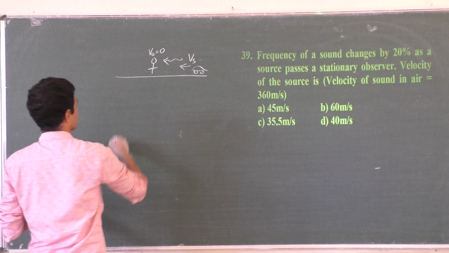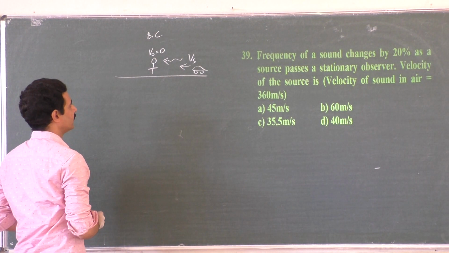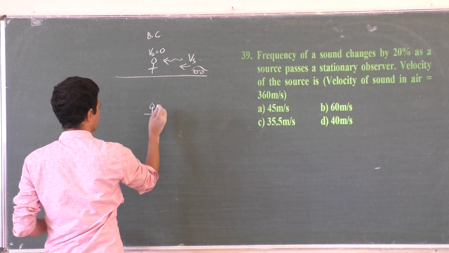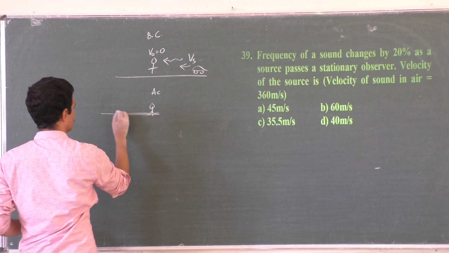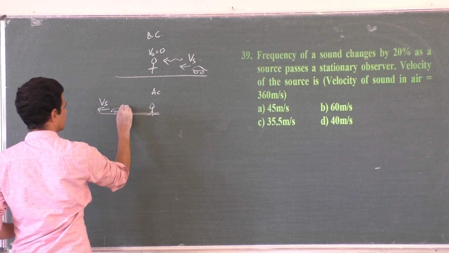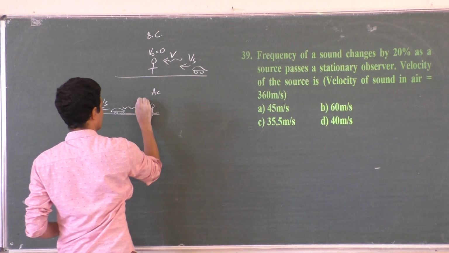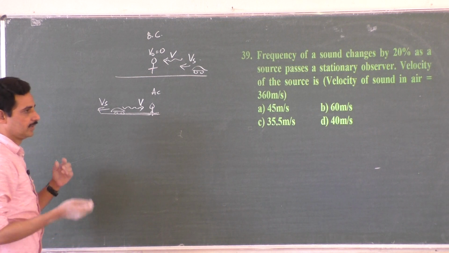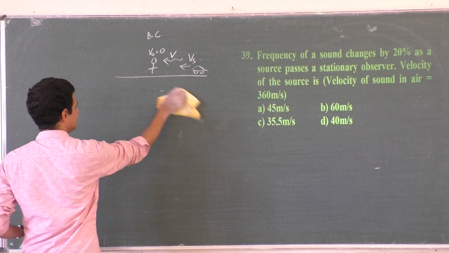Now after passing, so this is before crossing. Before crossing. After crossing, here is the source moving away with the same velocity, and this is the sound received. Here this is the sound. Situation changes, right? So we will write the formula for each case.